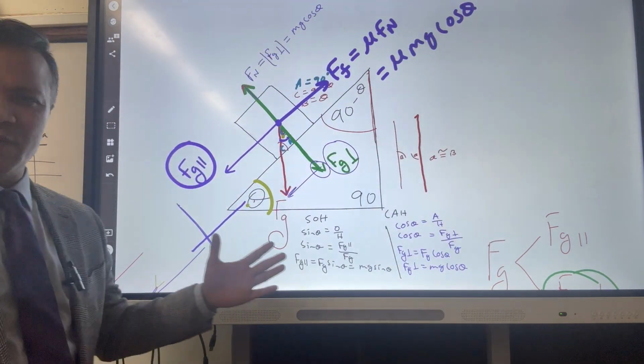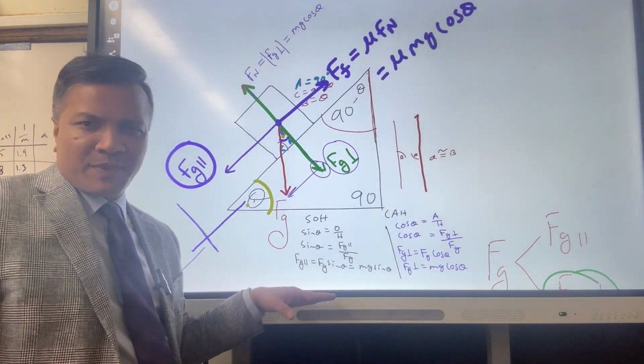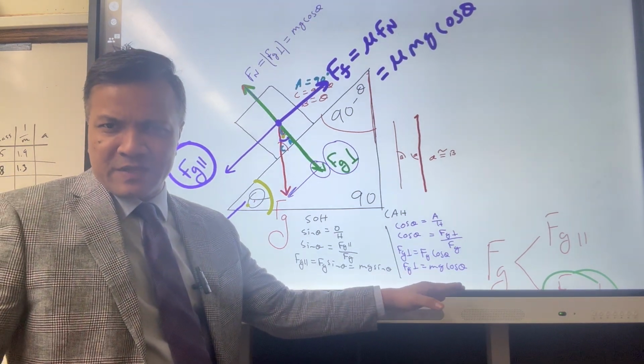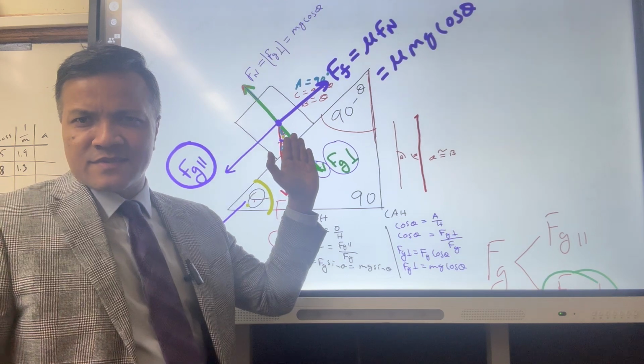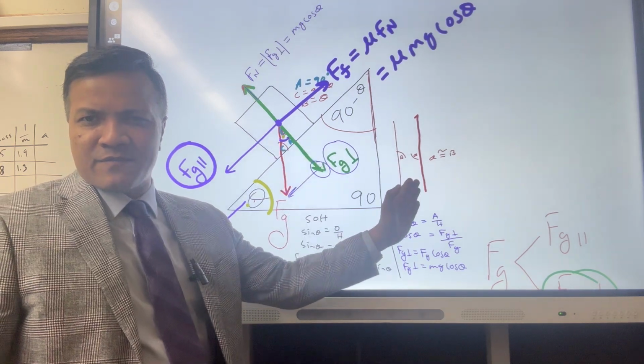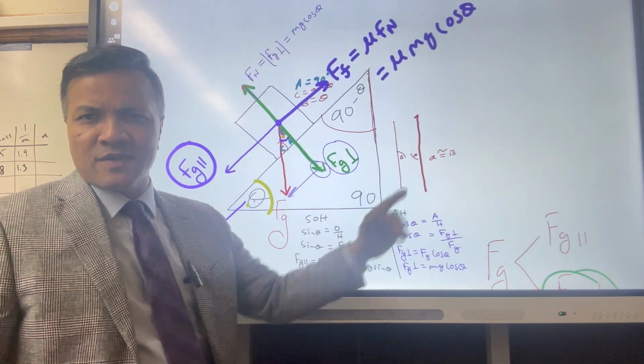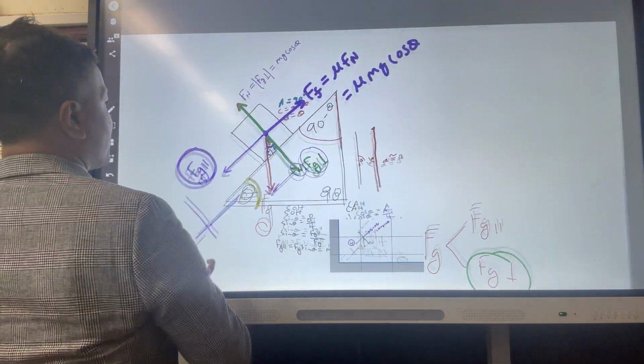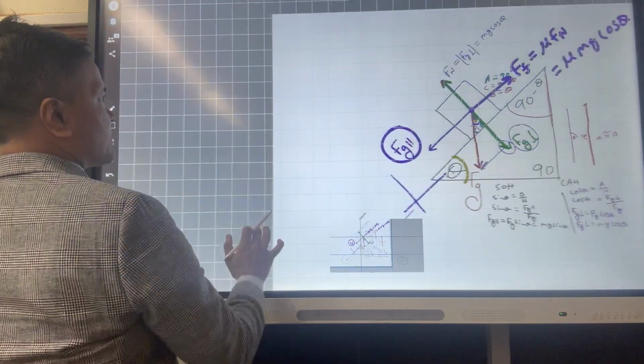So we have 4 equations. Fg parallel is mg sine theta. Fg perpendicular is mg cosine theta. Fn is mg cosine theta. Ff is mu mg cosine theta. Good. Now we're going to finish these scenarios.